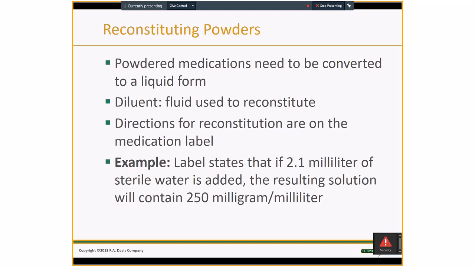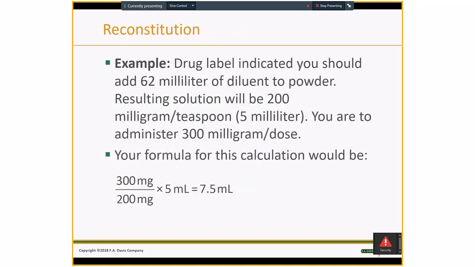I'll turn it to this and show you what I'm talking about. Okay, so the drug label indicated that you should add 62 milliliters of your sterile water, we'll say, or diluent, to the powder. So then it's going to be 200 milligrams per 5 milliliters. And you're supposed to do 300 per dose. So for their example, it's pretty much the same, yeah.